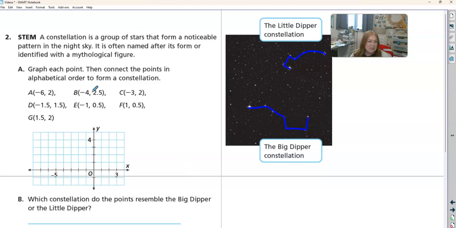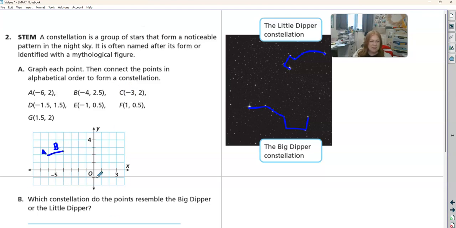So A is -6, +2. There's A. And then B, and for each one we're going to connect as we go. Connect them in alphabetical order. B is -4, and then +2.5. So we're going to go up 1, up 2, but not all the way to 3. We go right in the middle there, that's B. We connect those.